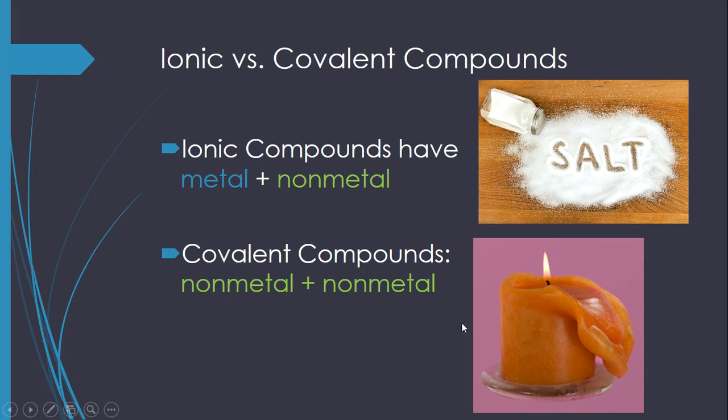And then covalent compounds are when two nonmetals get together. And that makes things like wax and water. They're not going to be quite like the solids that ionic compounds are. They come in more varied shapes and sizes, gases and liquids and whatnot, when you have covalent compounds.